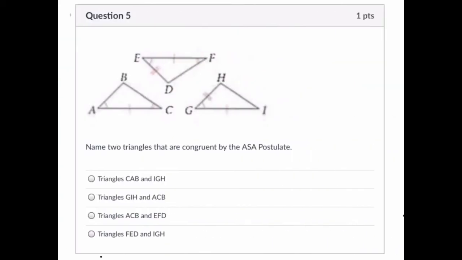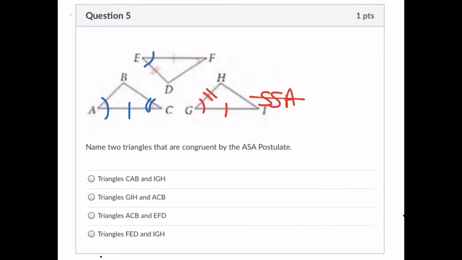Here's some of our homework. It says name the two triangles that are congruent by angle side angle postulate. And it is a little bit difficult to see here. It looks like this one has a side and one angle and a side. So this one has two sides and one angle. So it's definitely not ASA. This one over here looks like it has an angle and another angle and a side. So that one could be ASA.